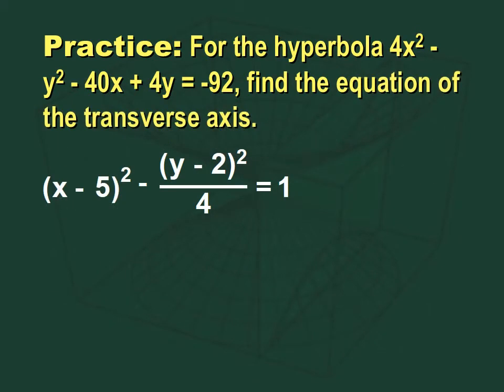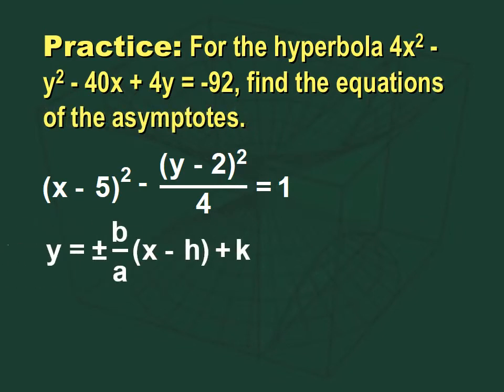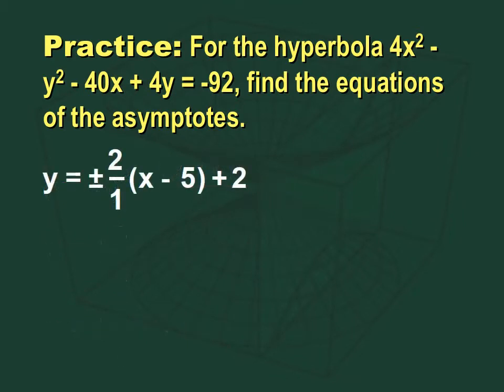All right, now we need the equation of the transverse axis. Remember, when it opens horizontally, that is just y equals your k value. Since k is 2, my transverse axis equation will be y equals 2. Now the equations of the asymptotes. Remember, I do y equals plus or minus b over a times (x minus h), plus k. So I'm going to get two different equations. My b is 2, my a is 1, my h is 5, and my k is 2. So I plugged all my values in.